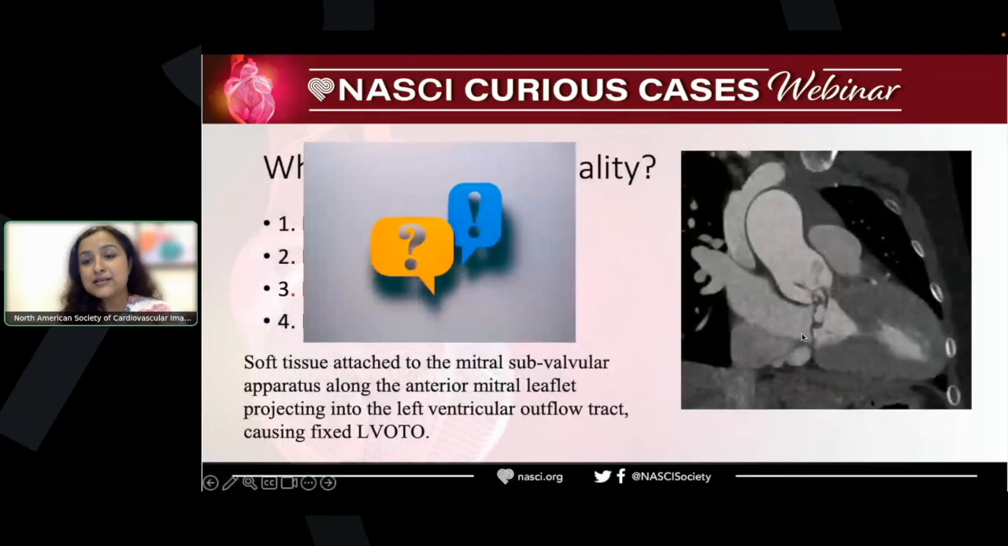When I saw this particular case, I was doing my fellowship in cardiac imaging at that point of time, and this was my first time seeing this. So this is one of those cases wherein if the mind doesn't know, the eyes don't see. You have to know about this entity in order to diagnose this entity. So it can appear like this.